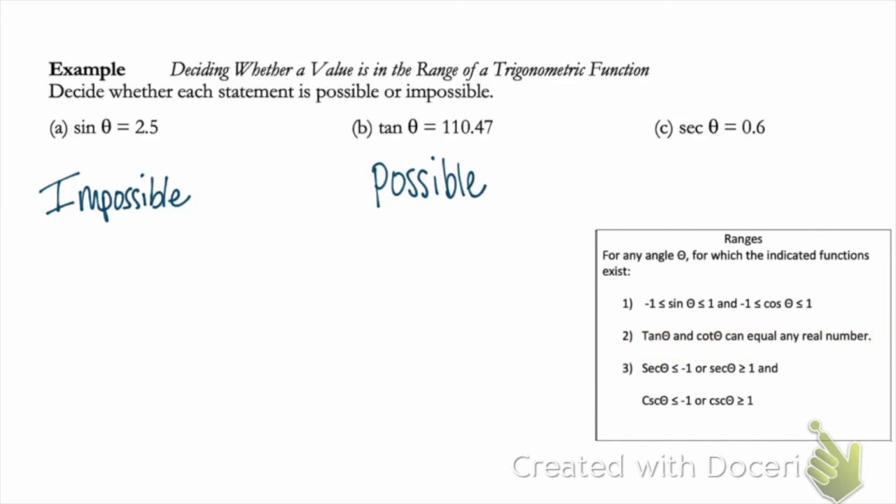Problem C, we have secant equal to 0.6. Our range for secant is either less than or equal to -1 or greater than or equal to +1. 0.6 is in between there, so this is impossible.